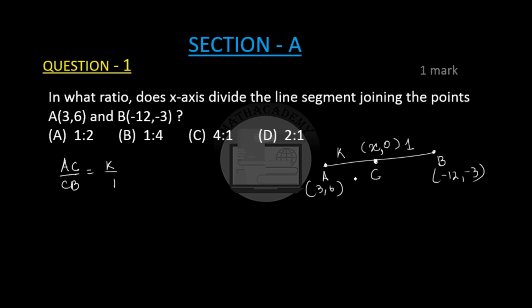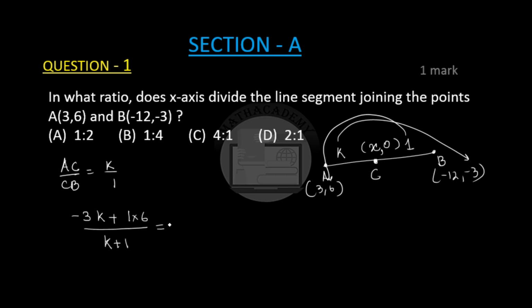If we apply our section formula for the y-coordinate, we get k multiplied by the y-coordinate of this side, which is -3k, plus 1 multiplied by the y-coordinate of this side, which is 1 times 6, whole over the sum of k and 1. This should be equal to 0 because the point of intersection of the x-axis on this line will have a y-coordinate of 0.